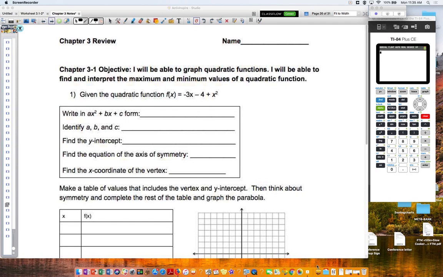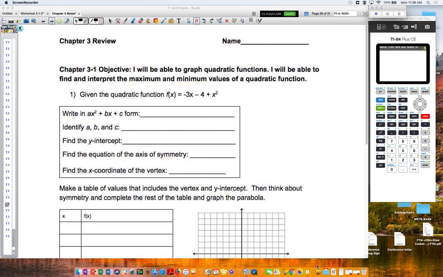All right, good morning. Let's take a look at your Chapter 3 review here. So the first objective takes a look at graphing quadratic equations, identifying the max and minimum values, but it's also identifying key features of your quadratic function. So there's four problems in this section that we're going to go over real quick here.